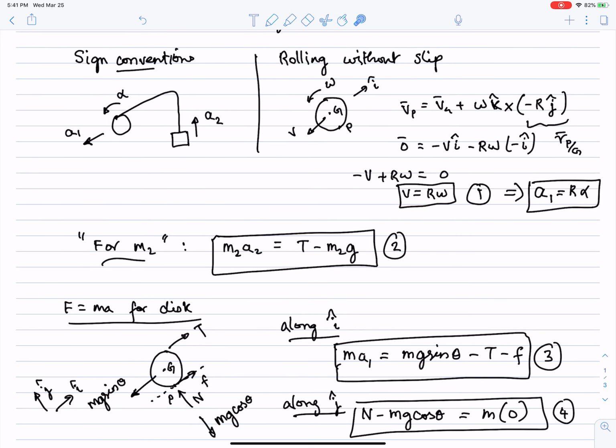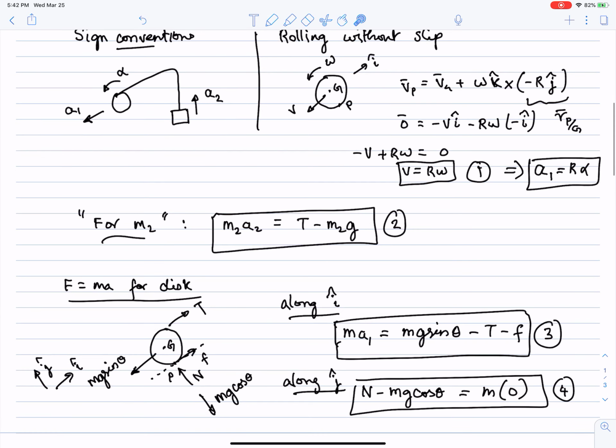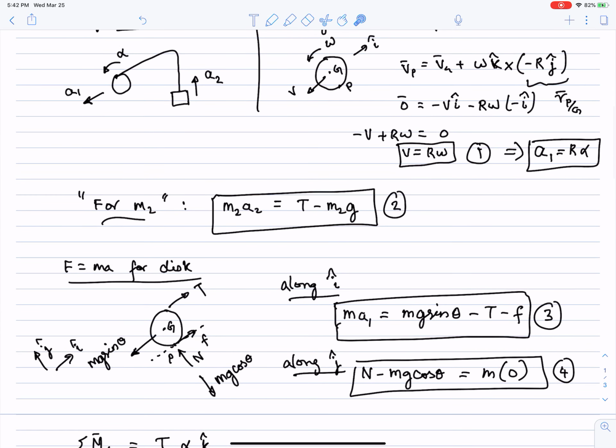Okay, the equation is actually the fact that this pulley, this mass, is connected to this point. Now here's where things become a little subtle. If this mass was connected to the center of this disk, then this A2 would be the same as this A1. Okay, if it was connected to the center, but it's connected to the topmost point.